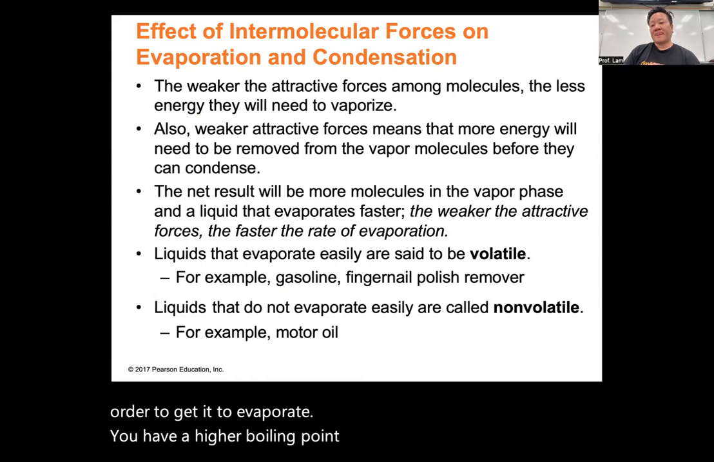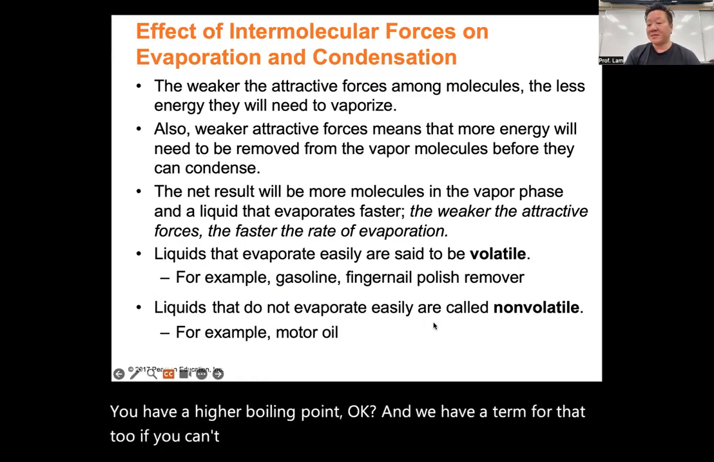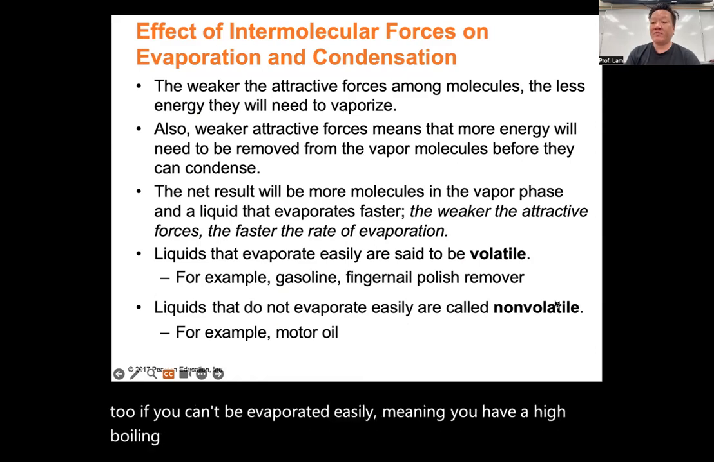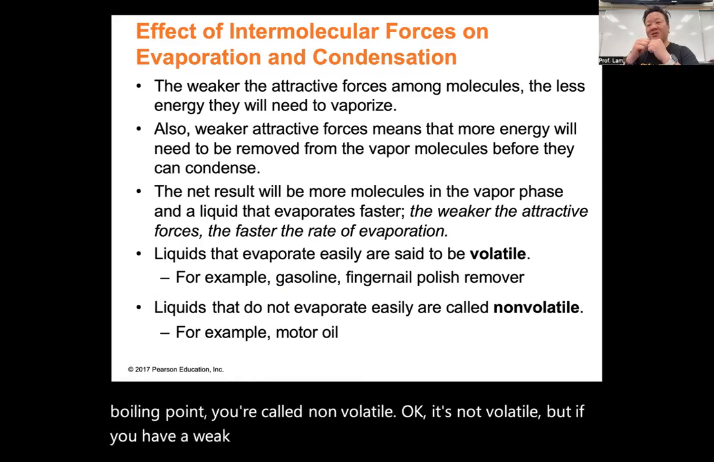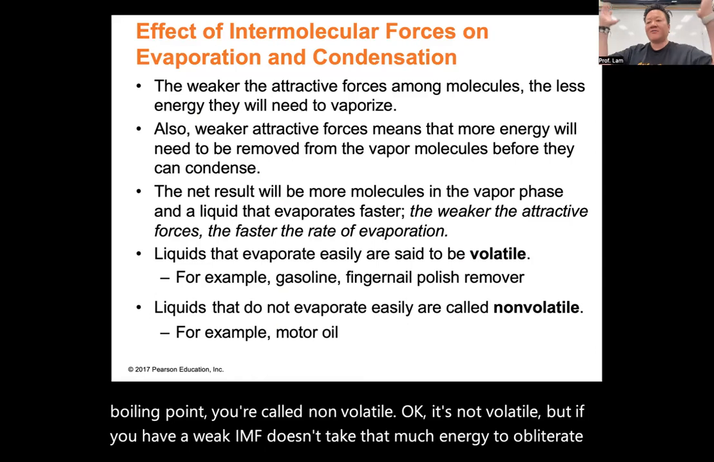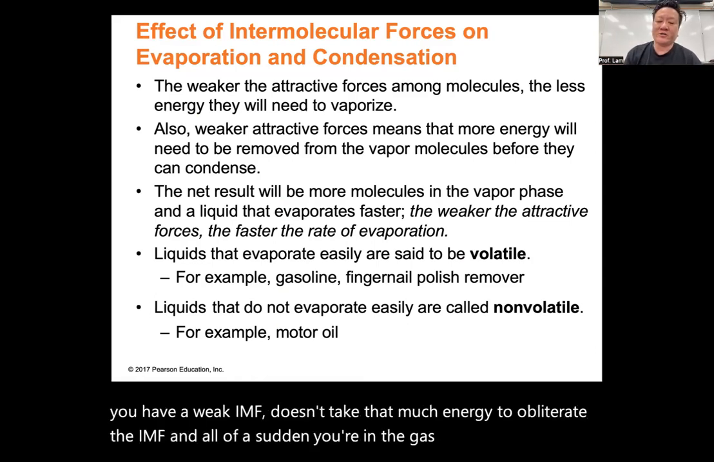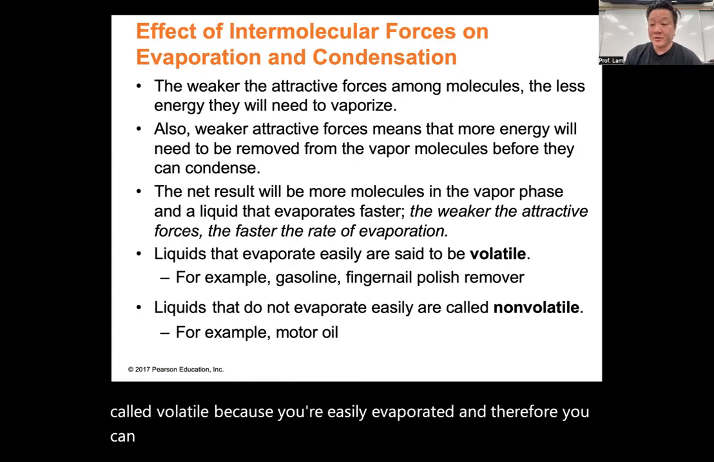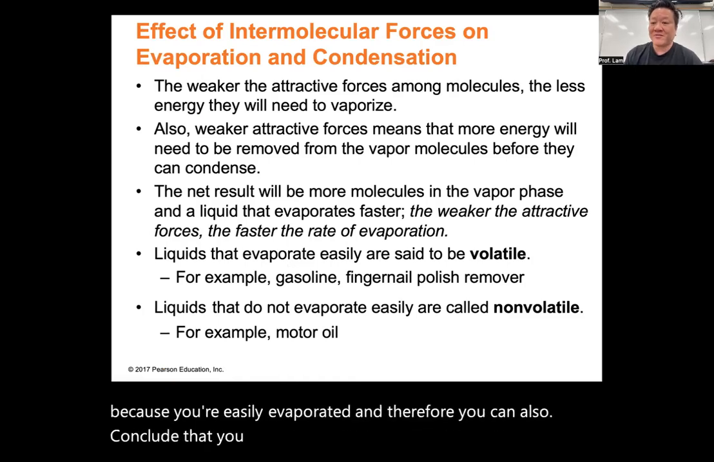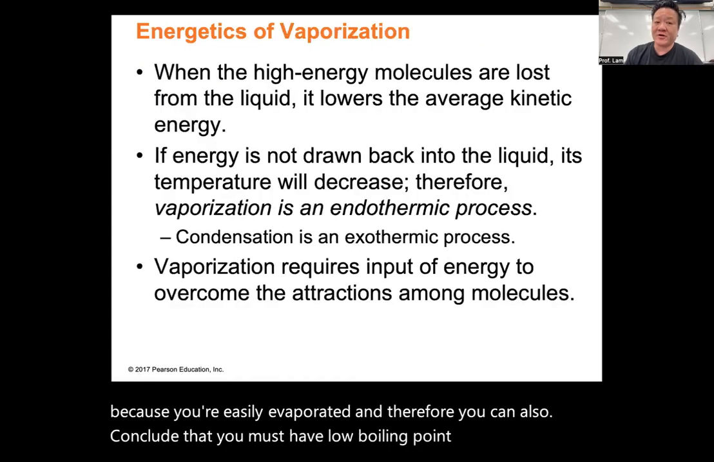And we have a term for that too. If you can't be evaporated easily, meaning you have a high boiling point, you're called non-volatile. Okay, it's non-volatile. But if you have a weak IMF, it doesn't take that much energy to obliterate the IMF, and all of a sudden you're in the gas phase. So you're called volatile because you're easily evaporated. And therefore, you can also conclude that you must have a low boiling point, right? If you're volatile.